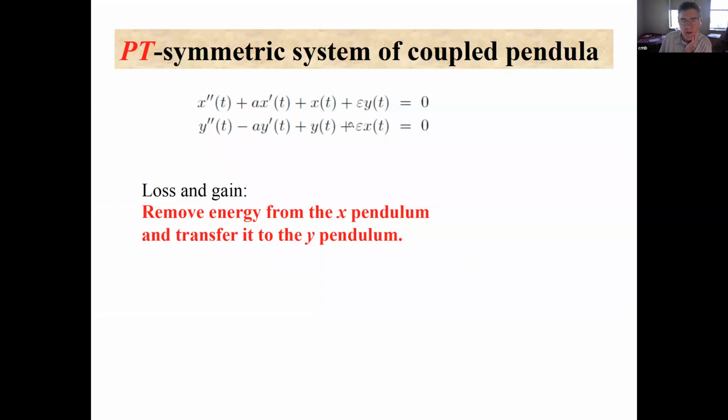So these are the equations of motion of the pendula. You have a pendulum here with loss, and it's coupled, the X pendulum is coupled to the Y pendulum. The Y pendulum is coupled to the X pendulum, and you can vary the coupling constant by varying the tension in the wire that the pendula are hanging from.